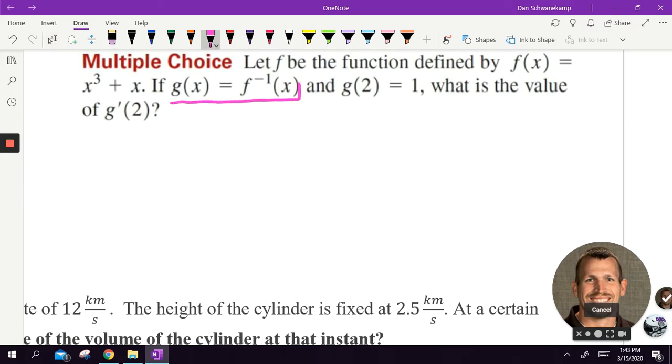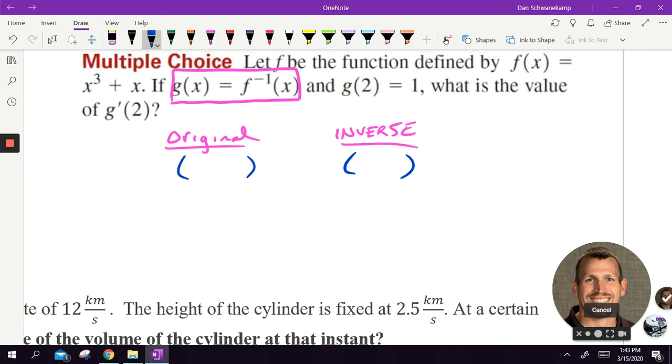Ooh, look at this one. We see inverse. So as soon as we see inverse, we're thinking about the original and the inverse. Remember we're setting up ordered pairs. In the end, since I'm trying to find g prime at 2, that is the ultimate goal. What is g prime at 2 going to be? So that means this is 2. That makes this g. That makes the other one f. If this is 2 comma something, this is something comma 2.